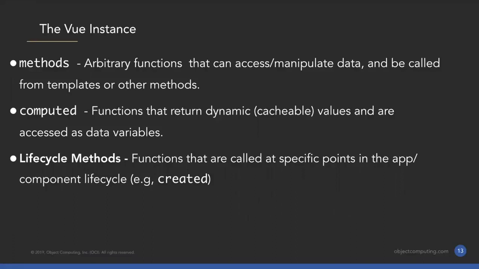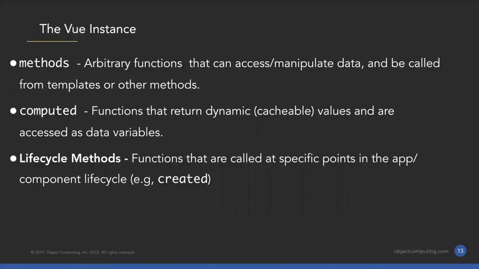Computed refers to computed properties. These are also functions, but they work a little differently. They are functions that are actually accessed as though they were properties, as though they were part of your state. So if you had a function, let's say current date, as a computed property, you would refer to it as though it was just a property in your state called current date. However, that computed property is actually a function that might calculate the date, for example.